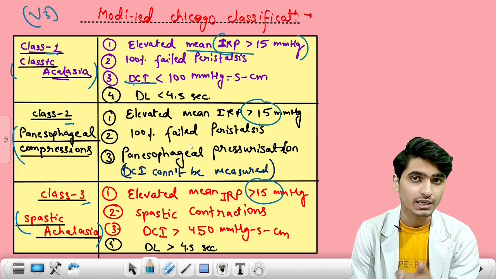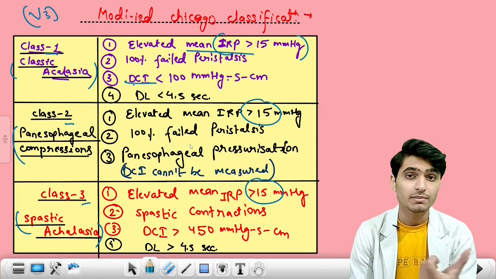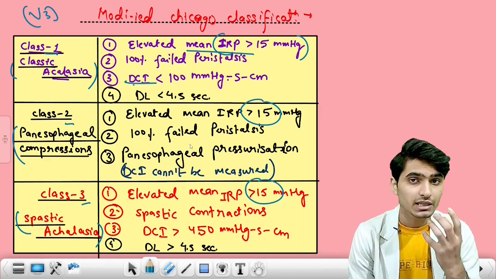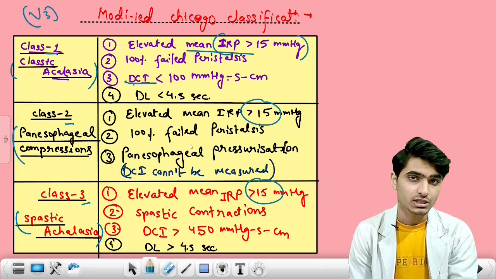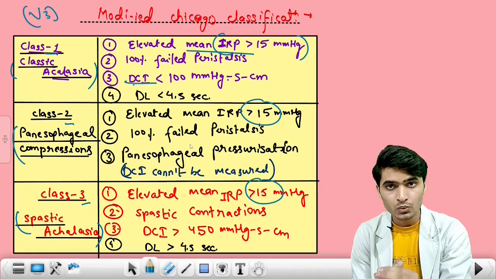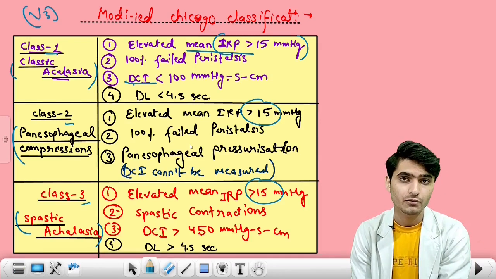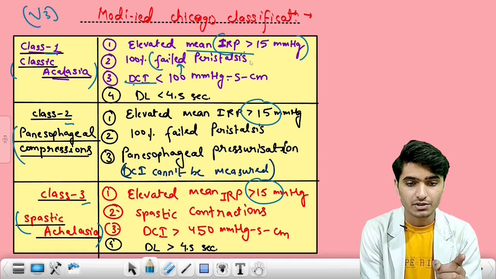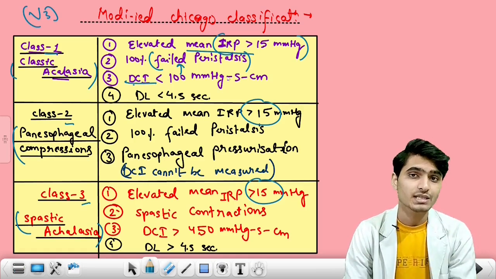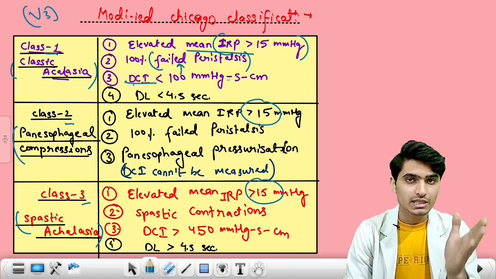DCI in the case of class 1 achalasia is less than 100. That means the esophagus does not have the power for peristalsis. Esophagus के पास इतनी power ही नहीं है कि वो peristalsis continue कर पाए. Contractions occurring inside the esophagus distal to the transition point are not sufficient to propel the food. So that is called failed peristalsis, 100% failed peristalsis. Peristalsis हो ही नहीं सकती क्योंकि esophagus के पास power नहीं है propel करने के लिए food bolus को. So that is what the DCI is.